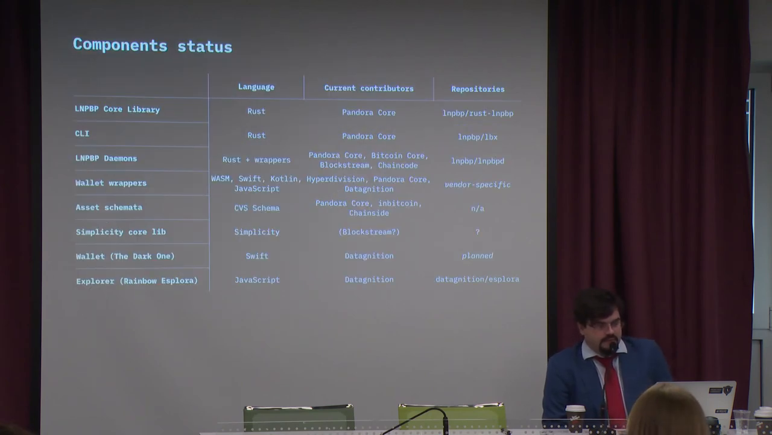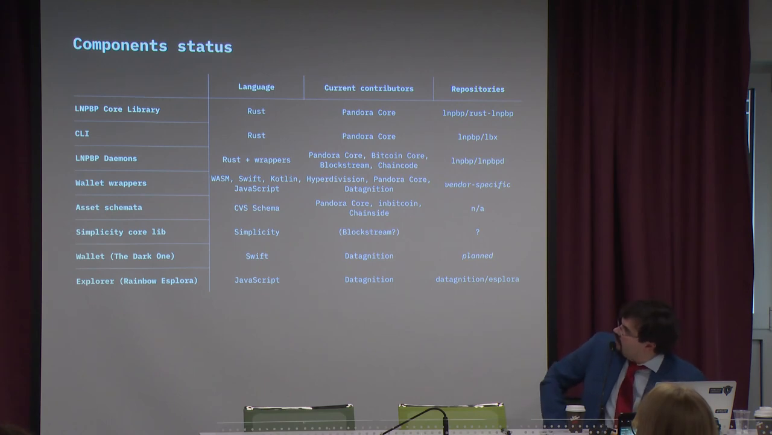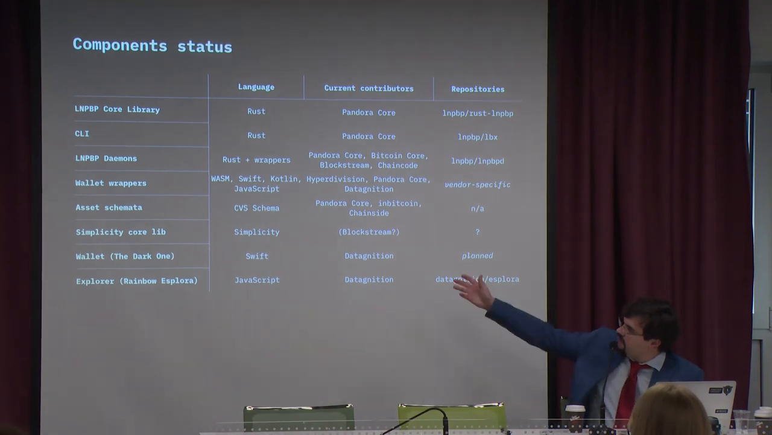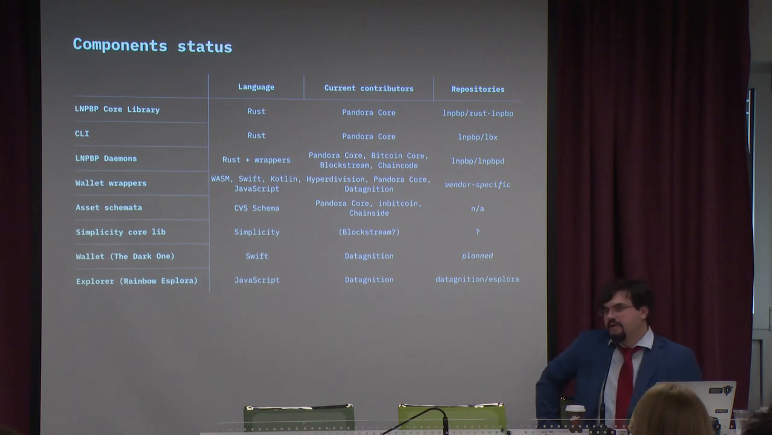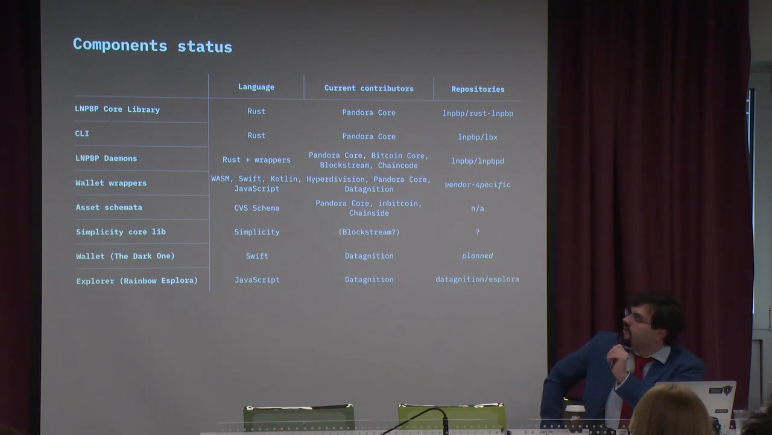Here is the status for all of these components and the contributors. So the core library, client, command line tool, and the daemons will be written in Rust. Wallet wrappers will be specific per platform. Of course, we will use a schema language for schemata, Simplicity. And for the wallets that I am involved in developing, the wallet will be done in Swift, and the explorer is in JavaScript. We just forked Explorer and named it Rainbow Explorer to add the RGB-specific information to the Explorer.